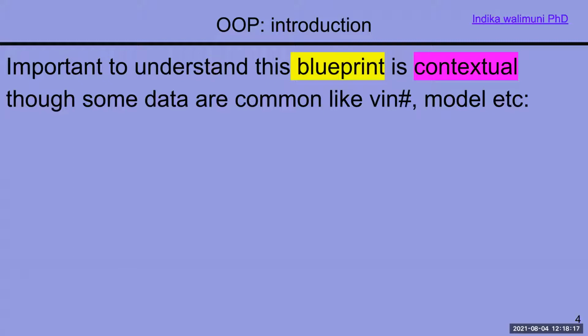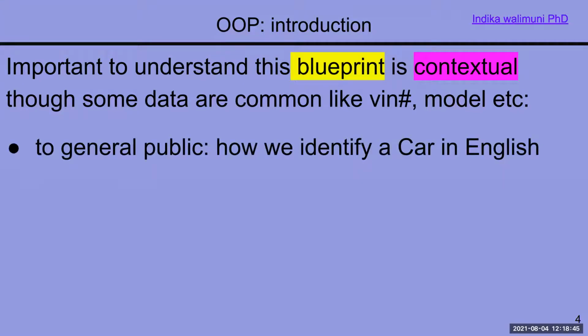Okay. So it is important to understand that this blueprint is contextual. Different entities are going to interpret the concept of a car in a close but different context, with different perspectives. Some data may be common, but let's identify some of those.